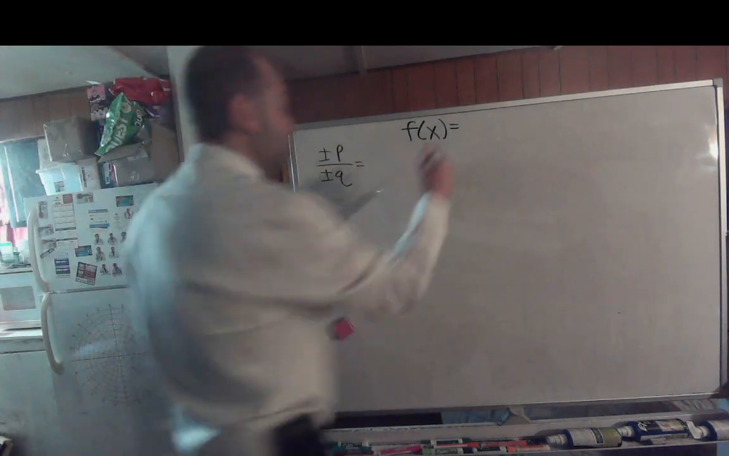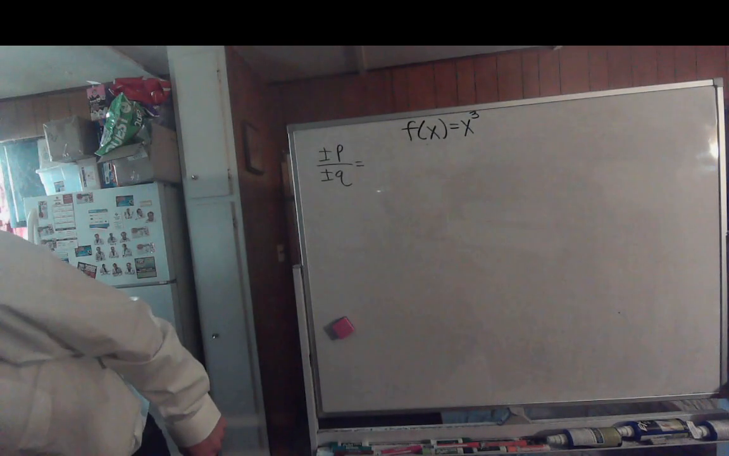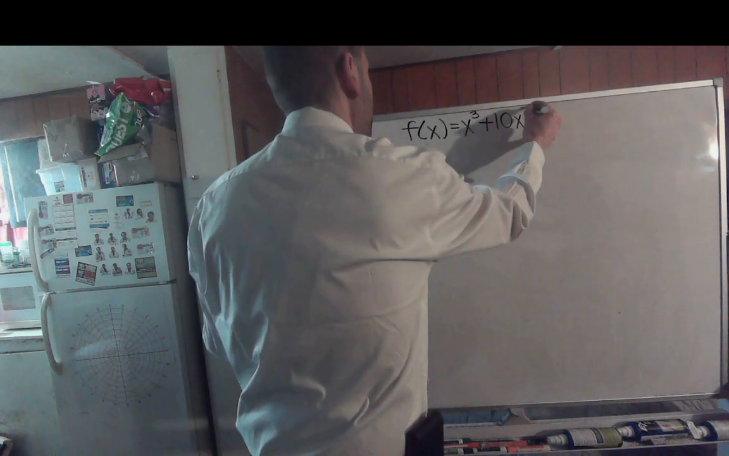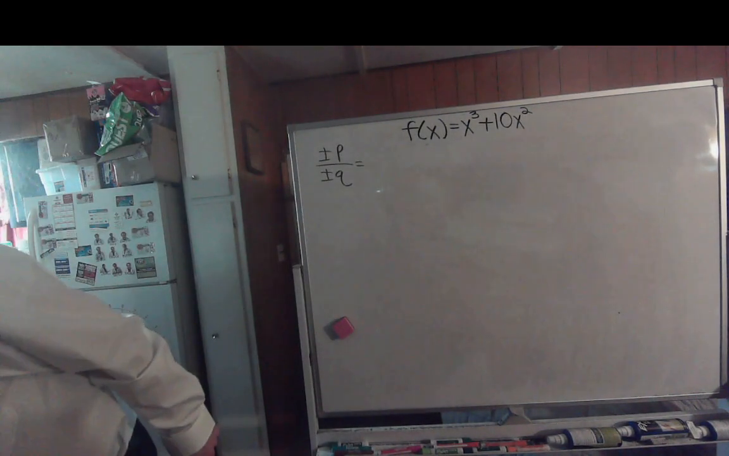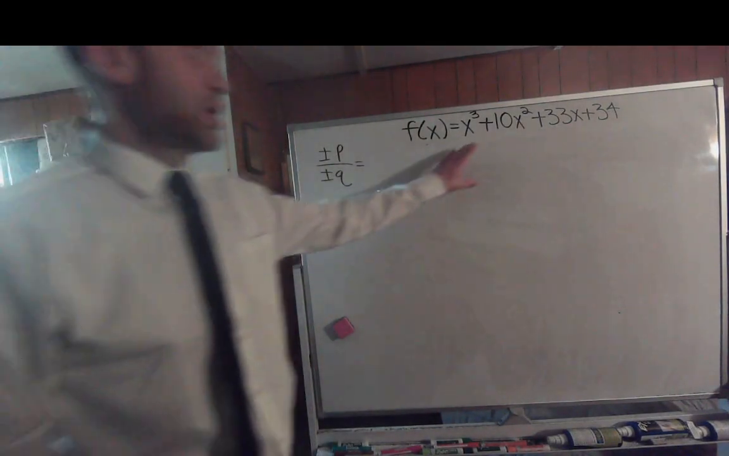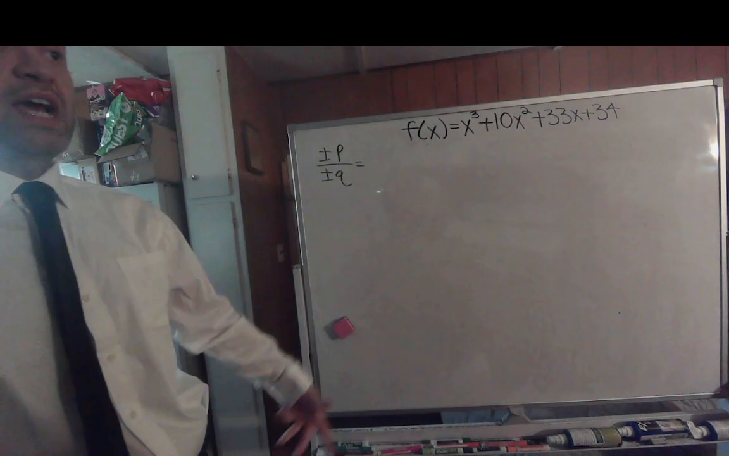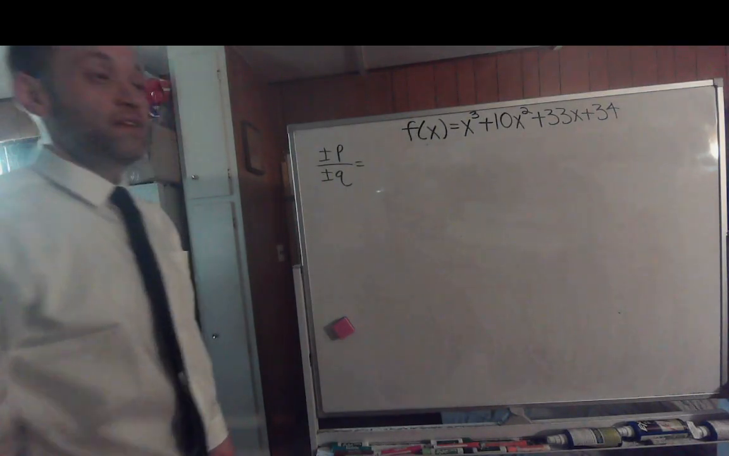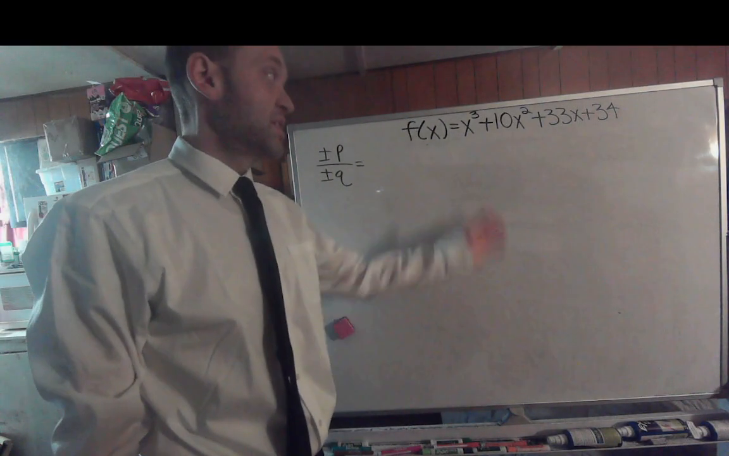f of x equals x to the third plus 10x squared plus 33x plus 34. So we have another third degree polynomial, which tells us we should have 3 solutions in the complex number system. And this is not going to factor at all, so we have to use synthetic division and the rational zeros.